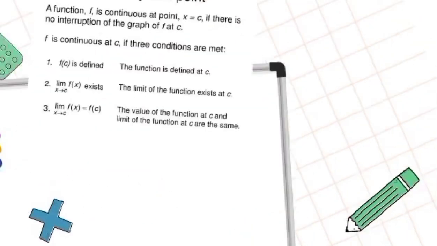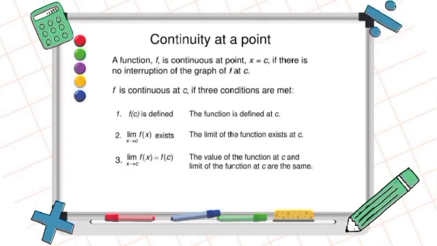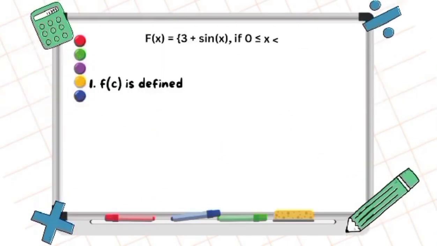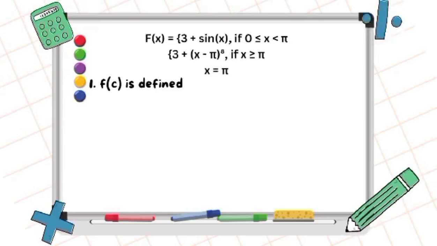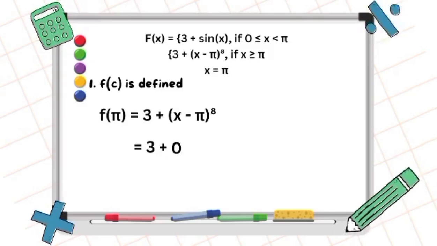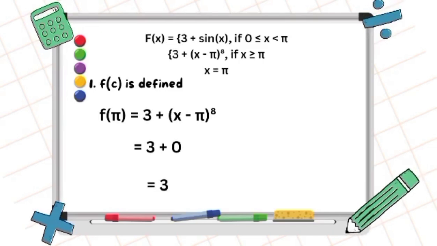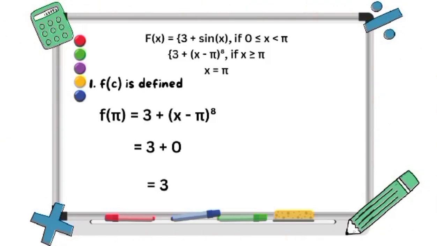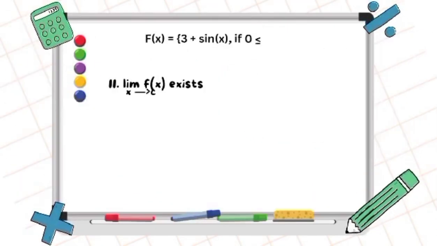So we have three conditions to satisfy to determine if the function is continuous at any point. The first condition is that f of c is defined. So we have f of pi equals 3 plus (x minus pi) raised to 8, and that will be 3 plus (pi minus pi) raised to 8, which is 3 plus 0, equal to 3. Now we can say that f of c is defined. Now let's move on to the second condition.